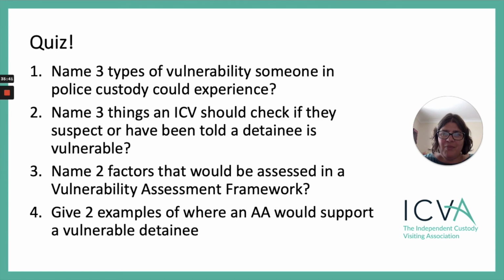So quiz. Name 3 types of vulnerability someone in police custody could experience. Name 3 things an ICV should check if they suspect or have been told a detainee is vulnerable. Name 2 factors that would be assessed in a vulnerability assessment framework. And give 2 examples of where an AA would support a vulnerable detainee. So pause the video now and scribble down your answers.